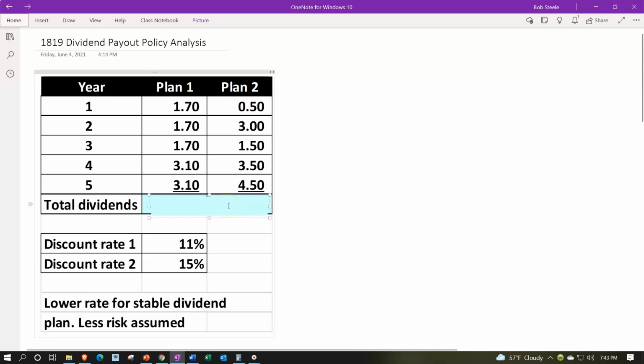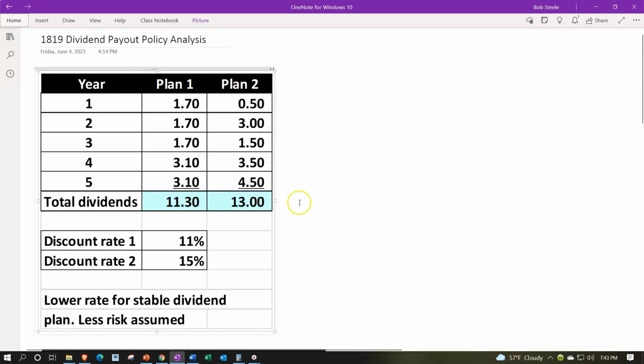Now, if we were to simply add up the dividends for the two plans, we would have the $1.70 for the 3 years and then the $3.10 for the two later years. That would add up to $11.30 versus Plan 2 with the more volatile payment structure ending out at $13. So Plan 2 is, of course, higher with regards to the total dollar amount over the 5-year period. However, we want to apply our discount policy to the cash flow stream. Now, remember, we're going to be doing present value calculations of this.